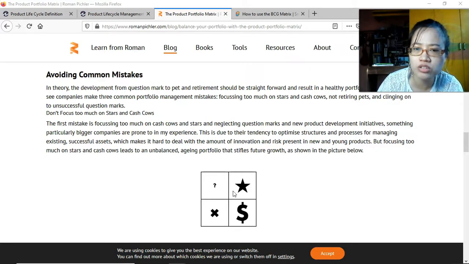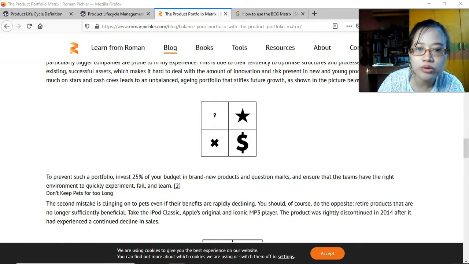So since they focus their attention here too much, probably their question marks are having a hard time becoming successful products, right? So it could lead to an imbalanced, aging portfolio that stifles future growth, as shown in the picture, because the question marks are being neglected. To prevent such a portfolio, invest 25% of your budget in brand new projects and question marks products, and ensure that the teams have the right environment to quickly experiment, fail, and learn. Okay, so essentially it's experiment, fail, then learn, or experiment and succeed, and then move on to another project, right?